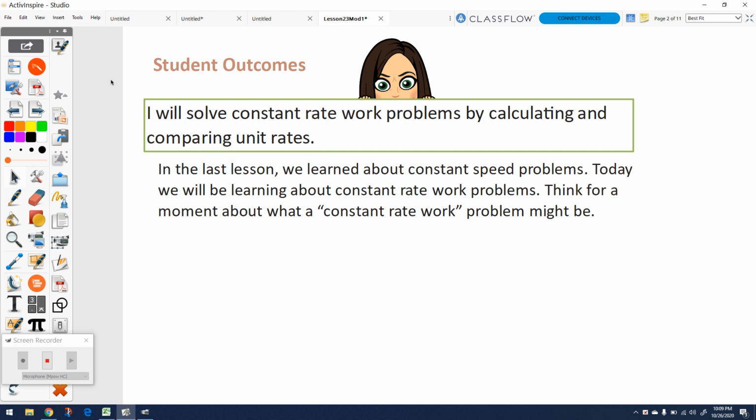So what do you think constant rate means if it's a constant rate work problem? Hopefully you remember when we've talked about constant before, it means that something doesn't change. It stays there and it doesn't change. So we're going to say that this person, because it's a rate and it's about work, is going to be working at a constant speed.